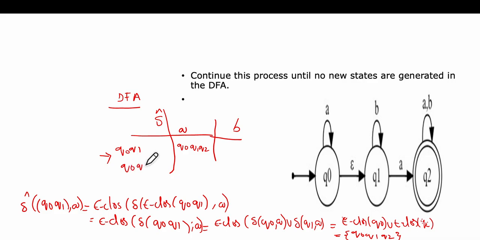Q0 Q1 Q2. Okay, so Q0 Q1 Q2 on A should be done, and Q0 Q1 Q2 on B should be done. Like this we have to do transition till no new states have come. Okay, so we'll see this, Q0 Q1 on B as well. Now we'll continue it here.